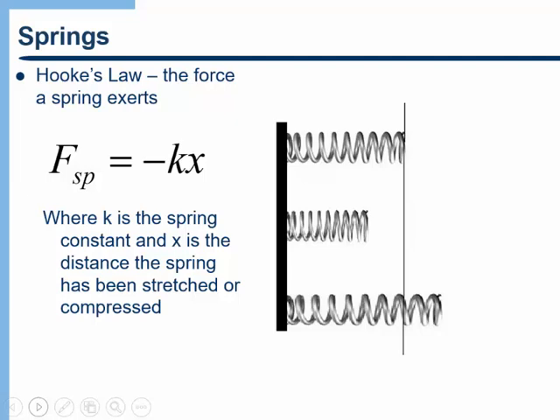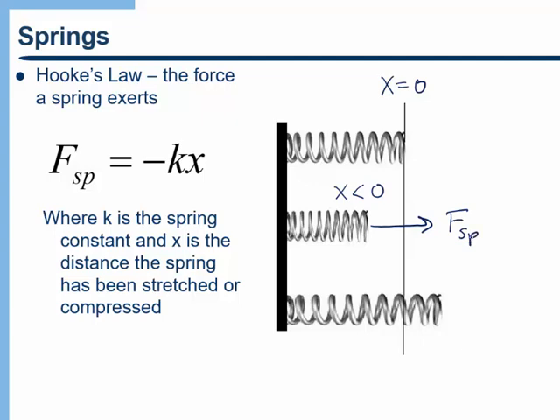Here I've got three pictures of a spring. The top picture represents the spring in equilibrium, in other words, when it's neither stretched nor compressed. Think about what happens when you compress a spring. If I compress a spring a distance x, where x is less than 0, in other words, to the left of the equilibrium position, then the spring wants to exert a force to the right.